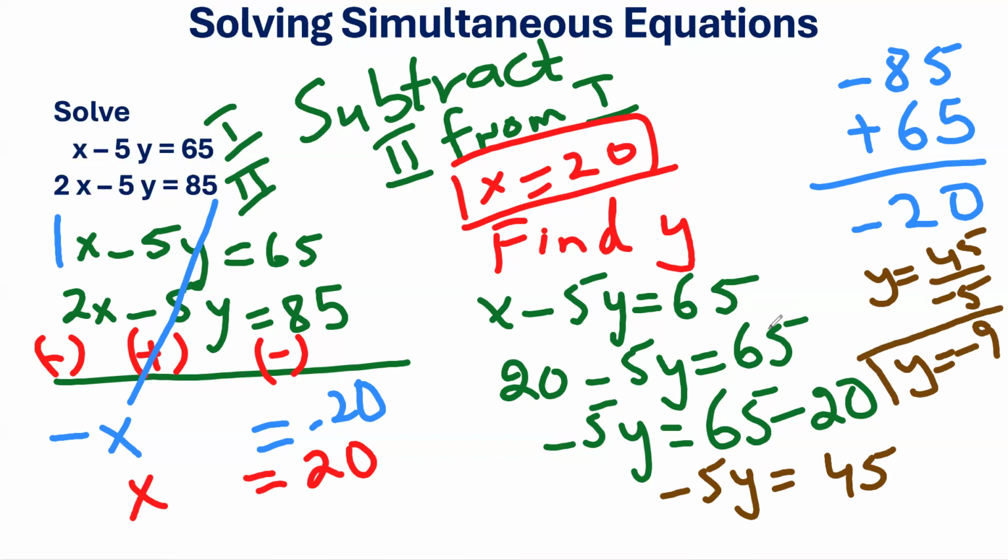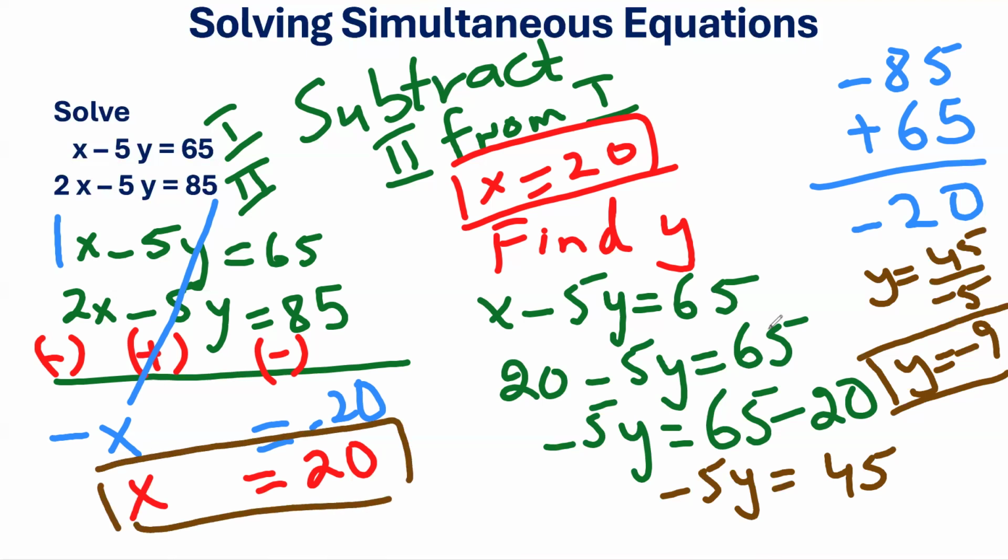In this way, you have found y. y equals minus 9 and x equals 20. This is the solution set. 20, comma, minus 9. I'm writing it here. 20, comma, minus 9. This is the solution set. x equals 20 and y equals minus 9. Now let's verify our answer. Let's check our answer is correct or not.